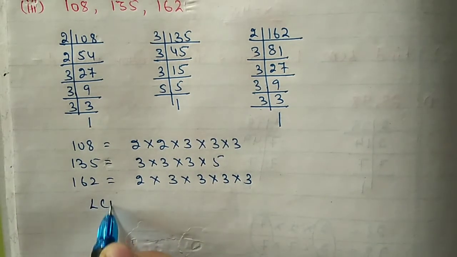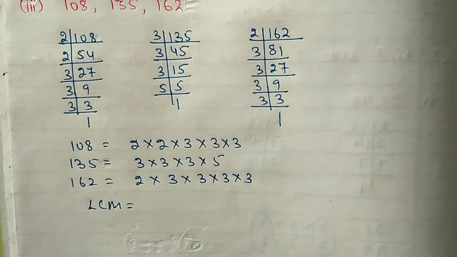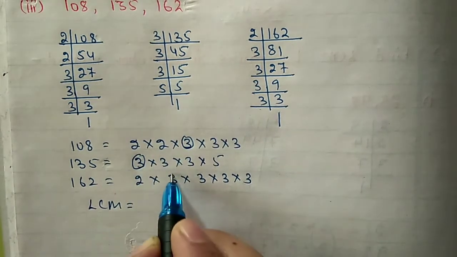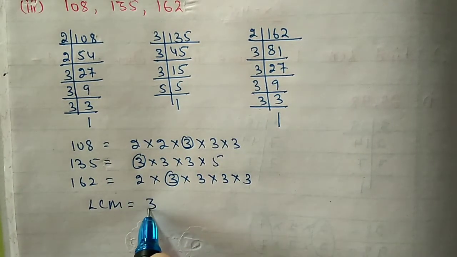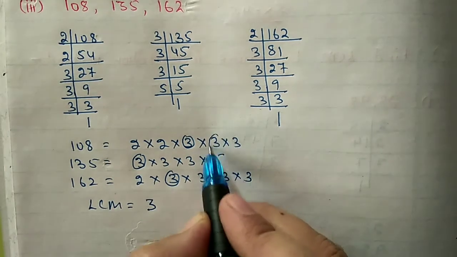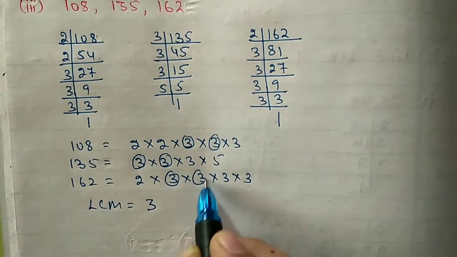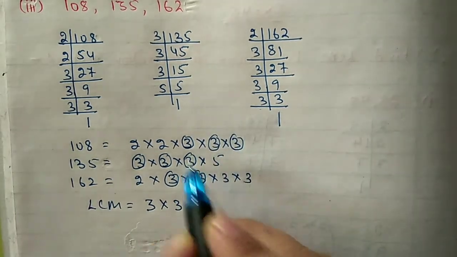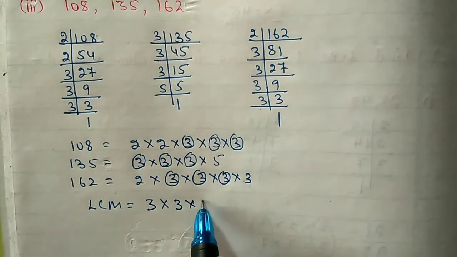Now we will write the LCM. First take out the common number from all the 3. So 1 3, 1 more 3 and 1 more 3. So 1 3 is common. Then this 3 and this 3, 1 more 3 is common. Then again 1 more 3 is common.